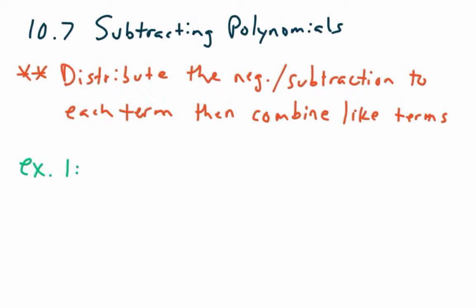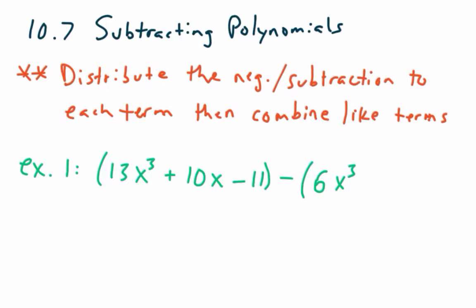So what do I mean by that? Example 1, I'm going to say this is my problem. I have in parentheses 13x to the third plus 10x minus 11, end parentheses, subtract, and then I have another polynomial in parentheses: 6x to the third minus 9x plus 2. I'd leave it how I have it here in green. I'm going to make a change to it and bring up what we did yesterday.